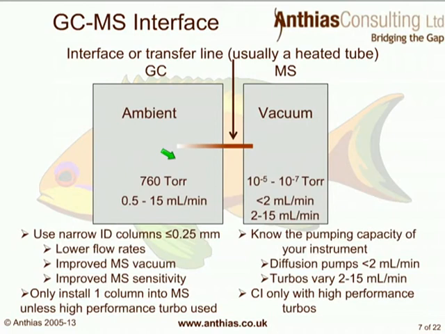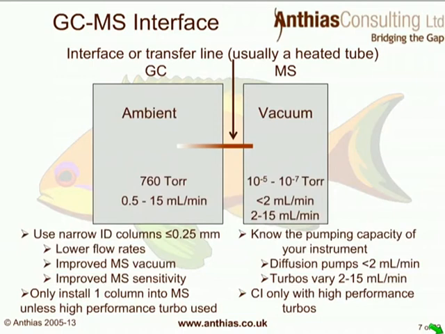Therefore, on the GC side, we need to be using columns which can operate at the flow rate and give us good separation, good resolution at flow rates below what our vacuum system can cope with. So generally on the GC, you'll be using narrow ID columns of less than or equal to 0.25 millimeter ID. So lower flow rates means we get an improved MS vacuum and improved MS sensitivity.